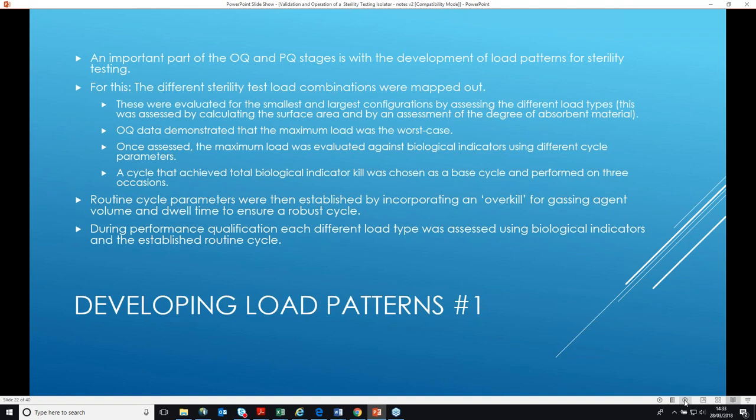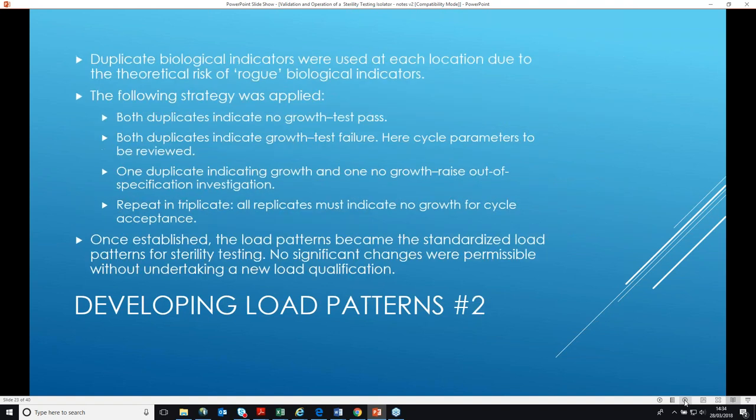During the performance qualification with this isolator, each different load type was assessed using biological indicators, and this led to the establishment of the routine cycle. Further with developing load patterns, it's good practice to either use duplicate or perhaps even triplicate indicators at each location. And this is due to the theoretical and sometimes borne out in practice risk of so-called rogue biological indicators.